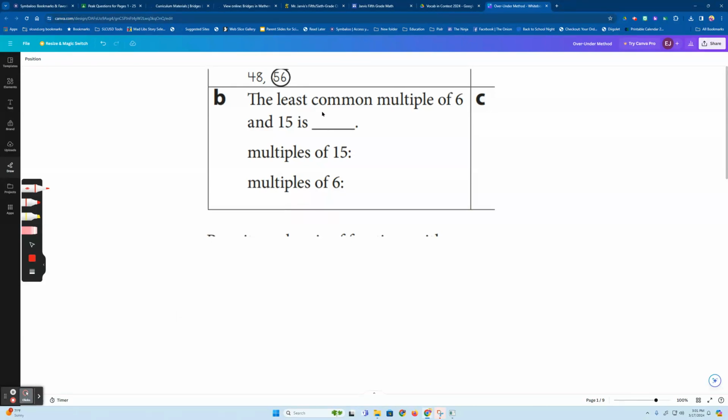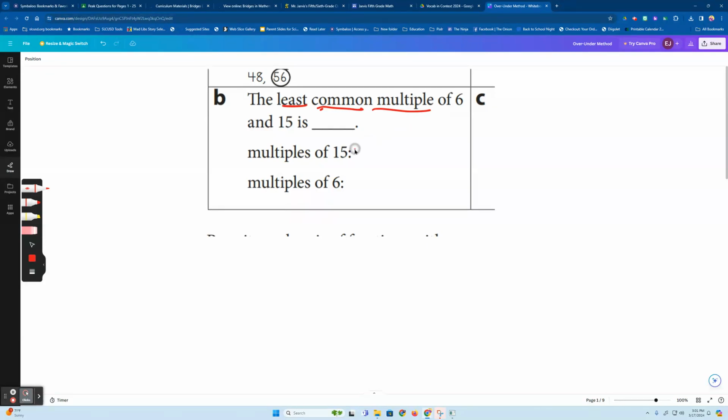We're going to be working with least common denominator. So those are finding multiples, the least common multiple between two numbers, and being able to do that will help us find a common denominator. So, the multiples between 15 and 6.